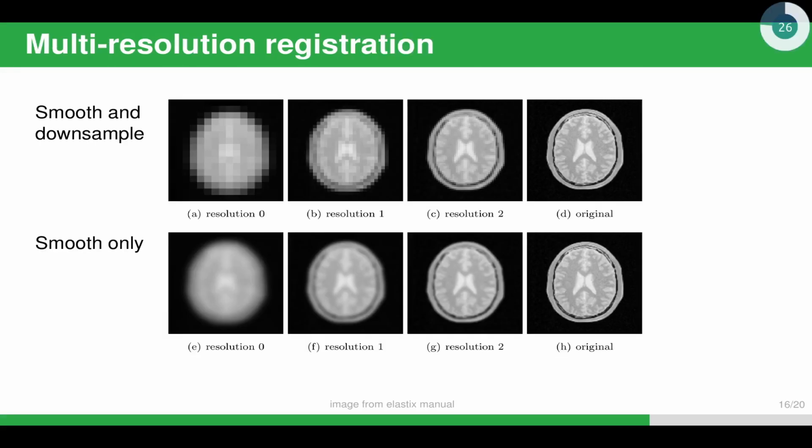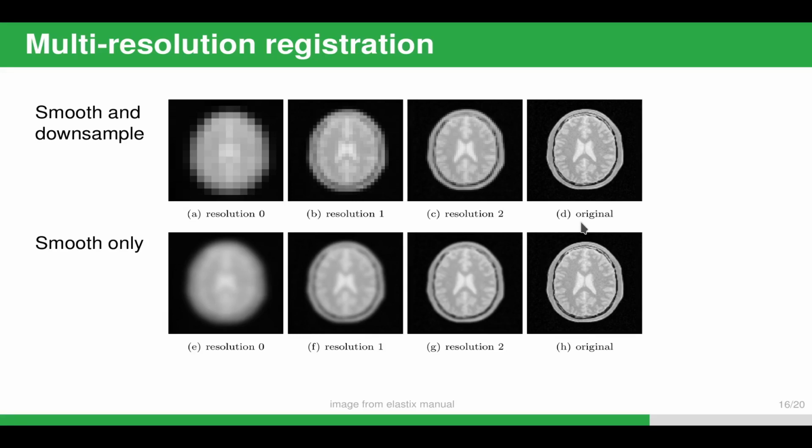Okay, so now let's just look again at what multi-resolution registration means. First, let's look at the bottom row. On the rightmost column, we have the original image. One way to form a pyramid is to just smooth the image more and more. So we see here in resolution 2, it's just a smoothed image of the original. Resolution 1 is smoothed even more, and resolution 0 is smoothed a whole lot.